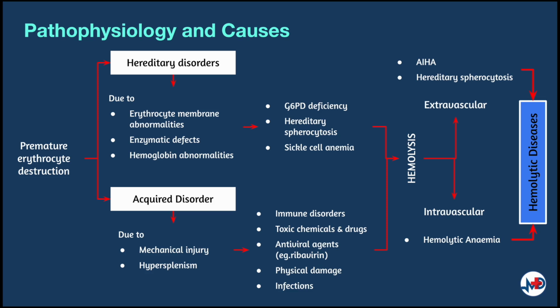Autoimmune hemolytic anemia and hereditary spherocytosis are examples of extravascular hemolysis because the red blood cells are destroyed in the spleen and other reticuloendothelial tissues. Intravascular hemolysis occurs in hemolytic anemia due to the following examples: prosthetic cardiac valves, G6PD deficiency, thrombotic thrombocytopenic purpura, also known as TTP, disseminated intravascular coagulation or DIC, transfusion of ABO-incompatible blood, and paroxysmal nocturnal hemoglobinuria.